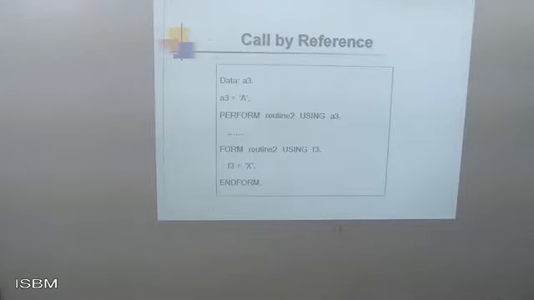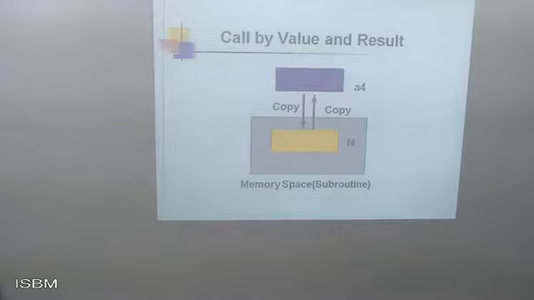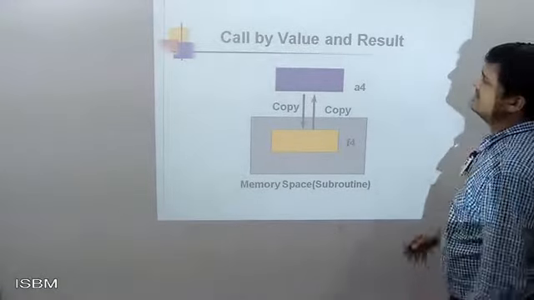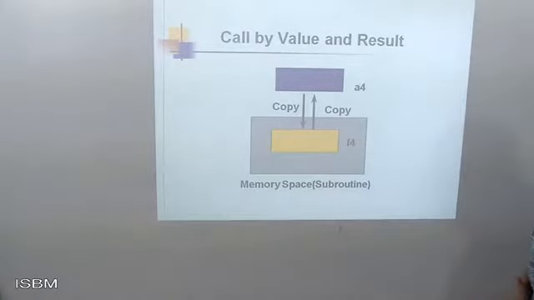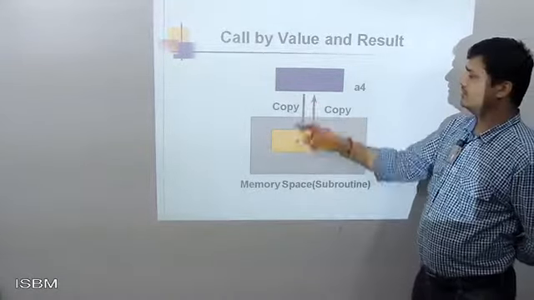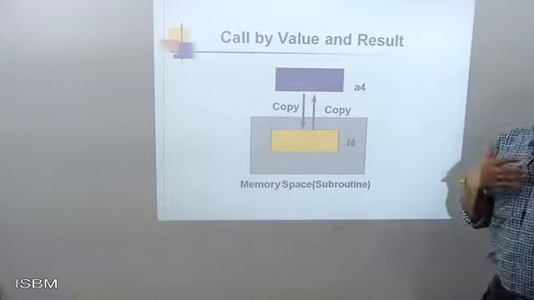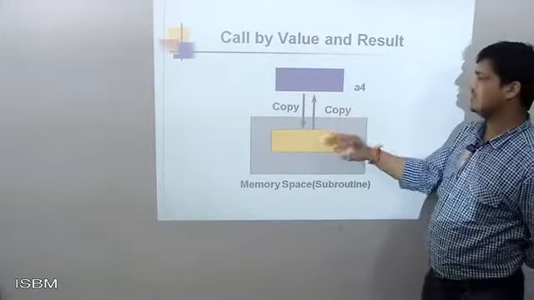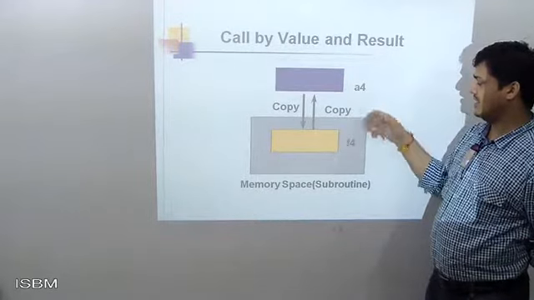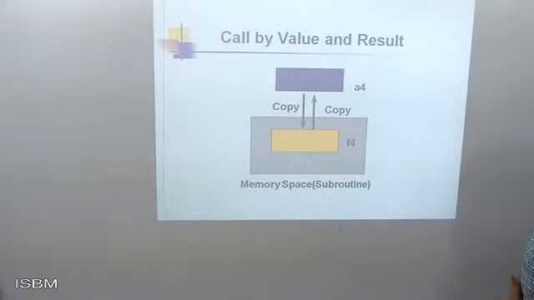The call by reference we have done. Again, the call by value and result: what we require over here is that we are copying. In call by value and call by reference, we are only copying the value from one place to another place, from this to this. So A4 and F4, we can see the call by value and result.